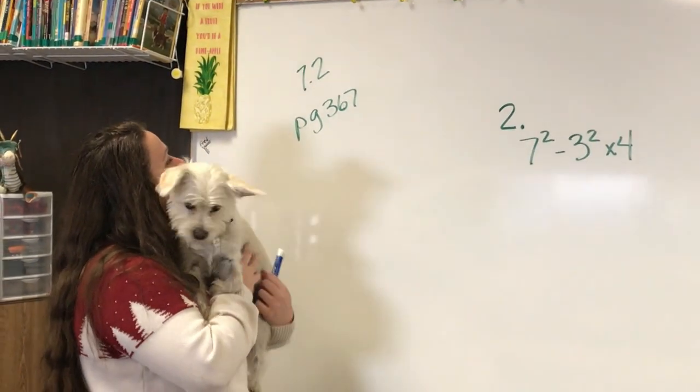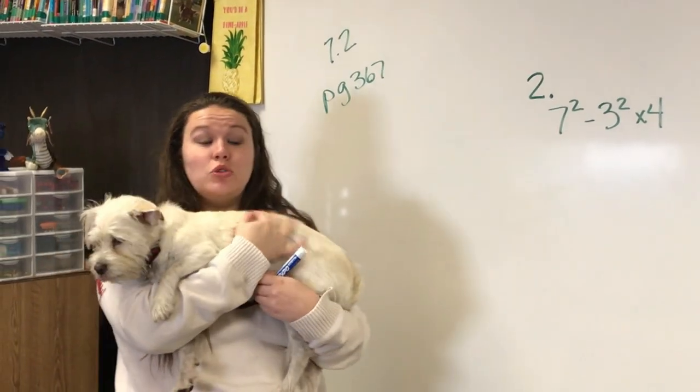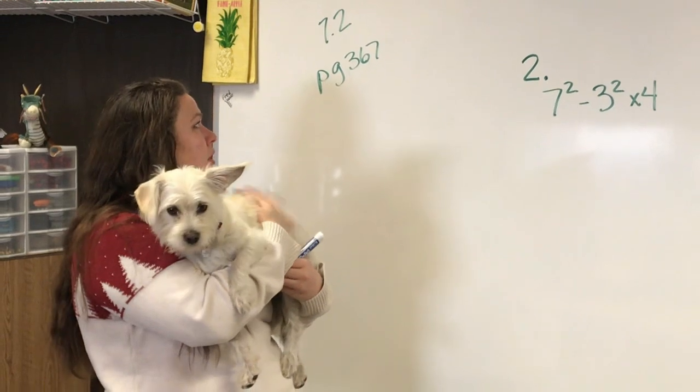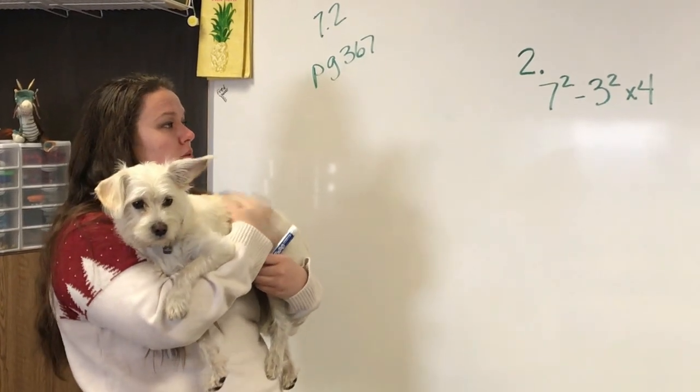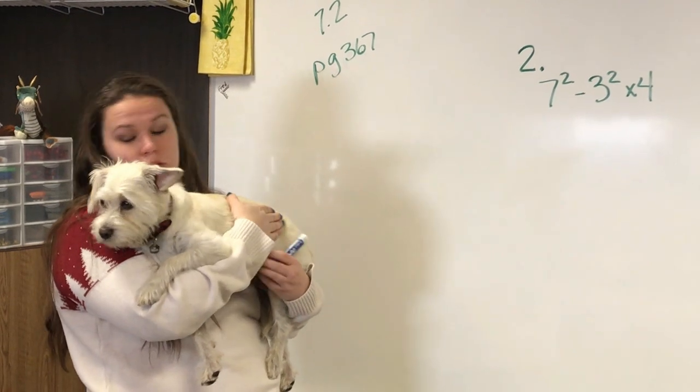Alright, we are on lesson 7.2. We are on page 367. Remember that we are in volume 2 of your math books. We're done with volume 1, and we are working with order of operations.